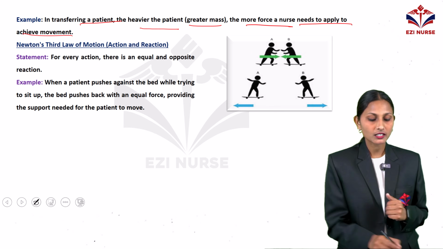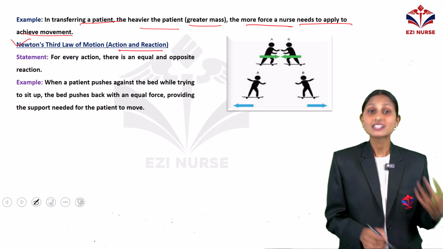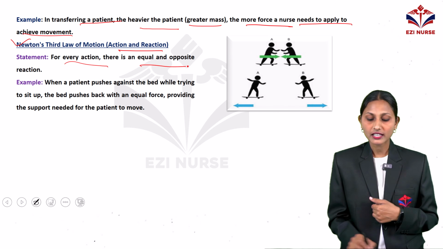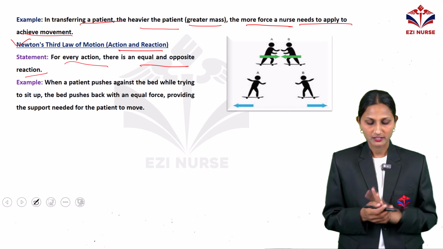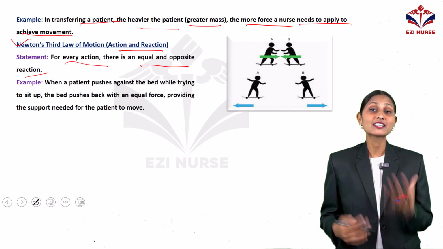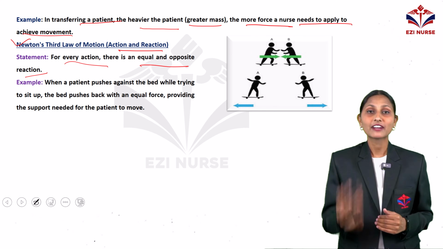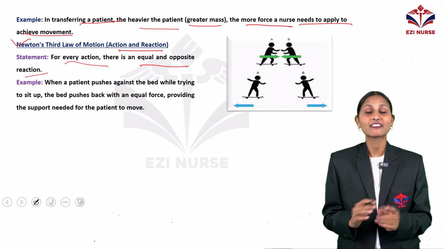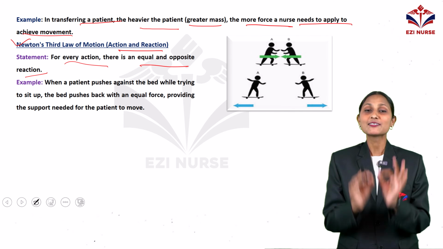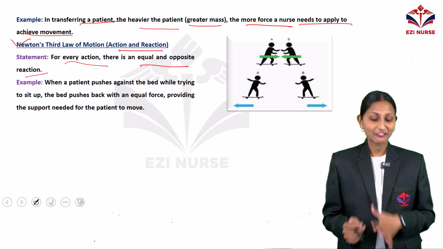Then the third one is Newton's third law of motion, action and reaction. The statement is: for every action there is an equal and opposite reaction. In your previous classes, the teacher must have given you this example: if you slap your friend, that friend will slap you back with the same intensity. This is the most common example given by teachers. Now we will see a different example.